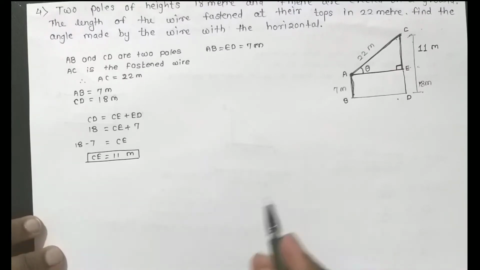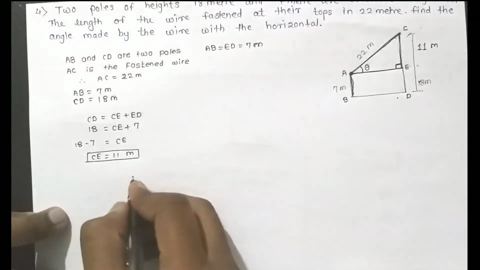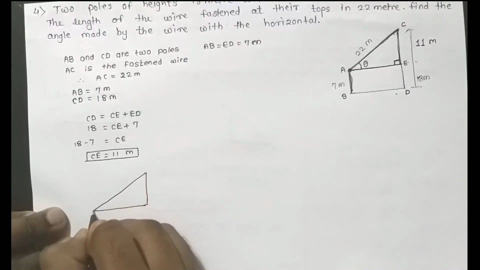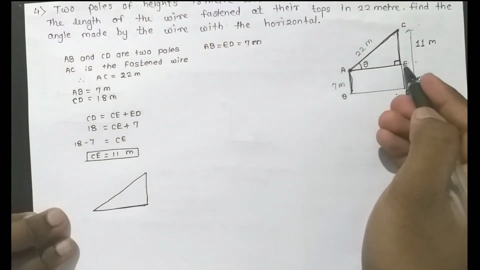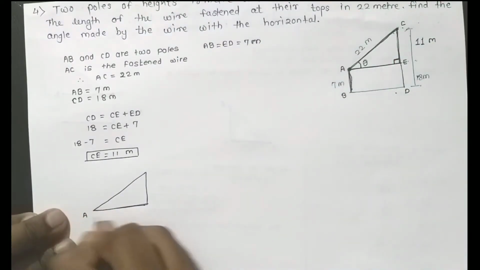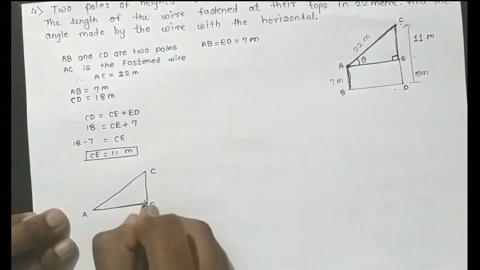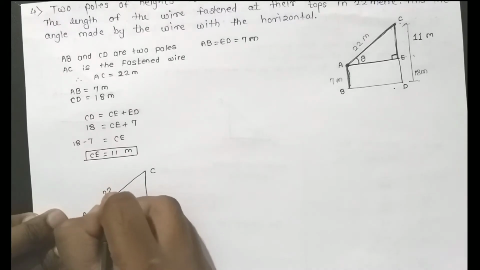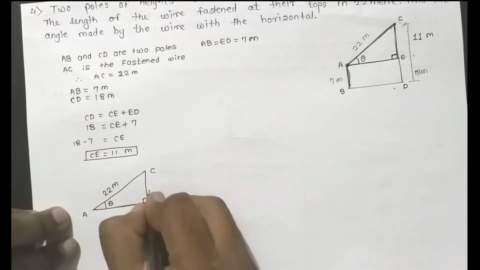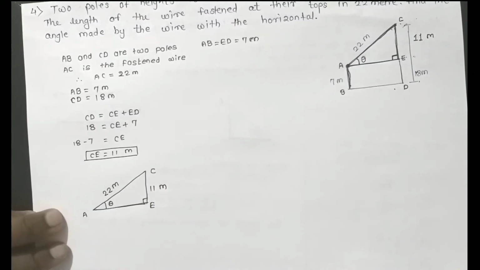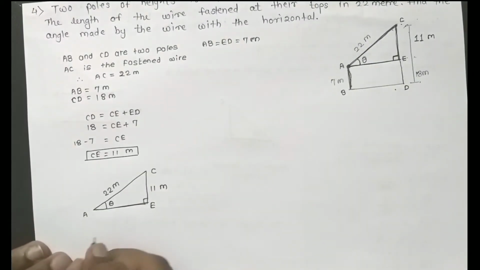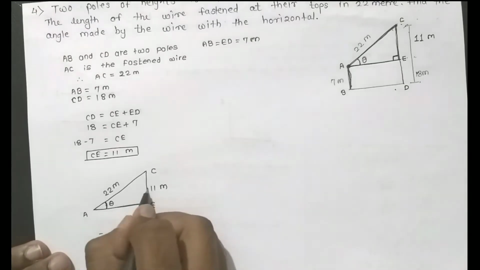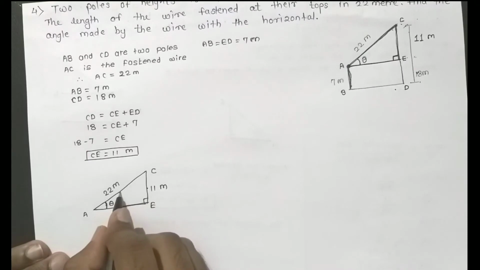So let us solve the example. First draw the triangle AEC, right angle at E, theta at C. The value for AC is 22 meter and CE is 11 meter. Then find out the relation. I know the opposite side of theta and the hypotenuse.